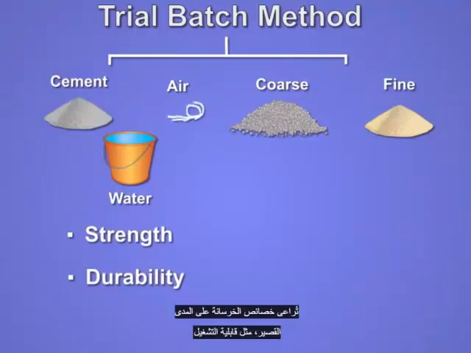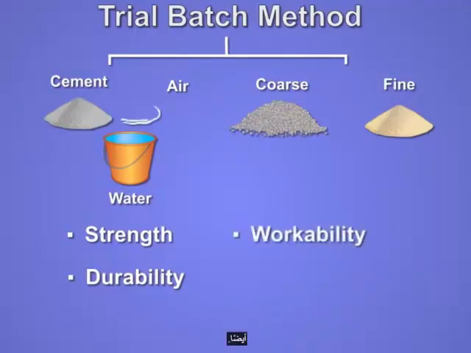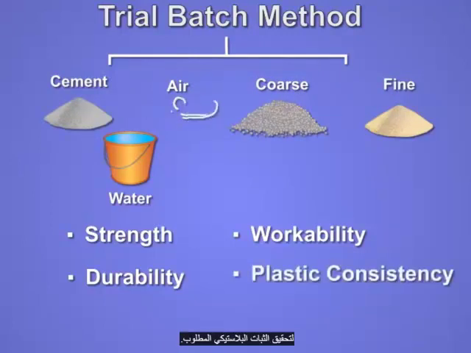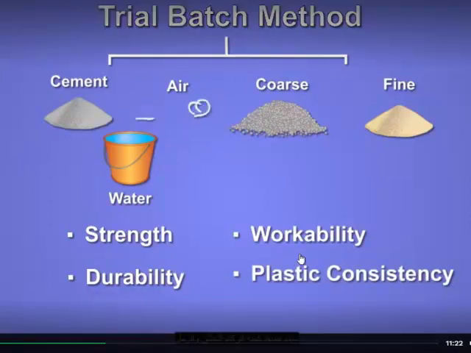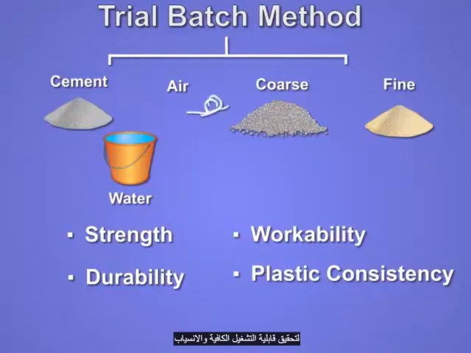The short-term properties, such as workability, need to be taken into account as well. In the next step of the trial method, coarse and fine aggregates are added to the mixture to achieve the desired plastic consistency. The amount of coarse aggregate and sand will be adjusted during batching to achieve adequate workability and slump for the concrete mix.